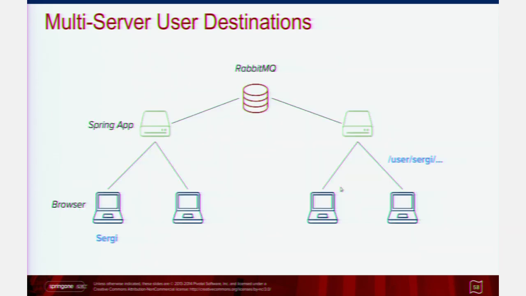And with this support now, you can be connected to any of the Spring application servers, and then from another server you can send a message targeted to that user, and that will pass through Rabbit if it cannot be resolved locally. So it will reach a user on any Spring application server.